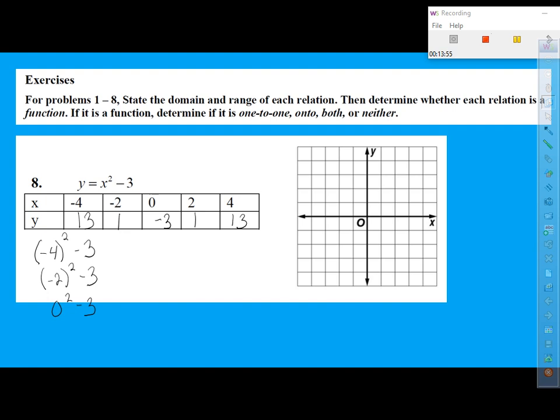So guys, when I graph this, I'd have -4, and then 13 is way up here. But I got -2, positive 1, 0, -3, 2, 1, and 4 way up here. And guys, you're going to get a graph that looks like this, called a parabola.